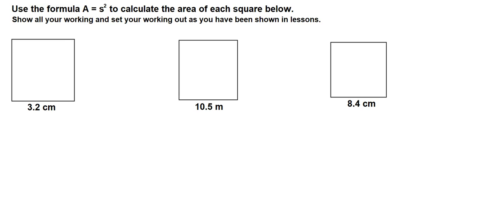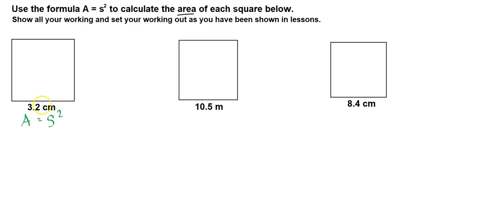Right, so here's a set of problems where we have to use A equals side squared, or s squared. So let's use that, and we want to calculate the area. For the first one, we have a side of 3.2 centimeters. So let's use our formula. The area is going to equal s squared.